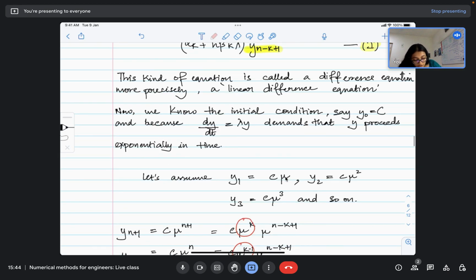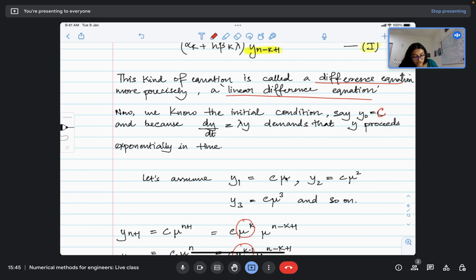Now this kind of equation is important for us because this is called a difference equation, or more precisely a linear difference equation. Now we know that the initial condition, say y naught is equal to c, let's assume something over here. Because dy by dt is equal to lambda y, that demands that y increases exponentially with time, which is what is given by the physics of this equation, right?